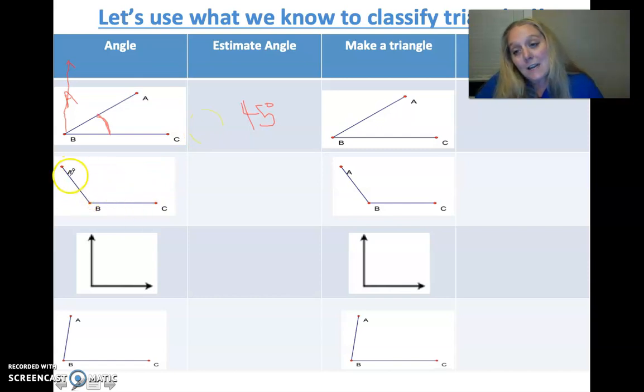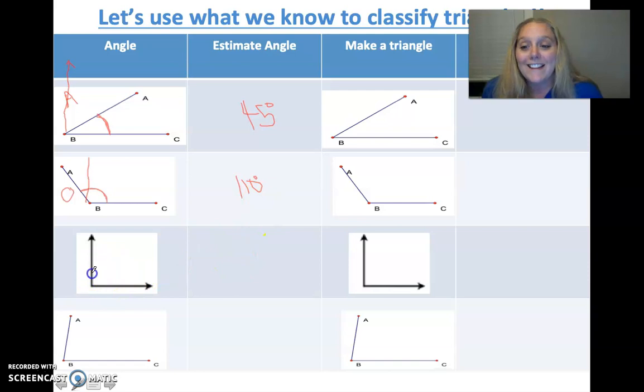I'm looking at this angle right here and I'm thinking, okay, well, this is definitely an obtuse angle. Okay, and I know my 90 degrees is about right here. So this is probably about 110 degrees, maybe 115 degrees as a good estimate.